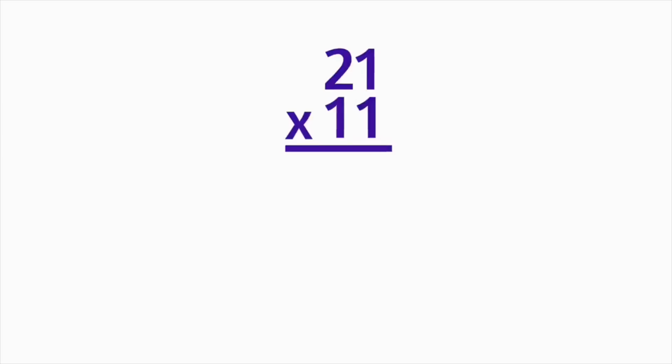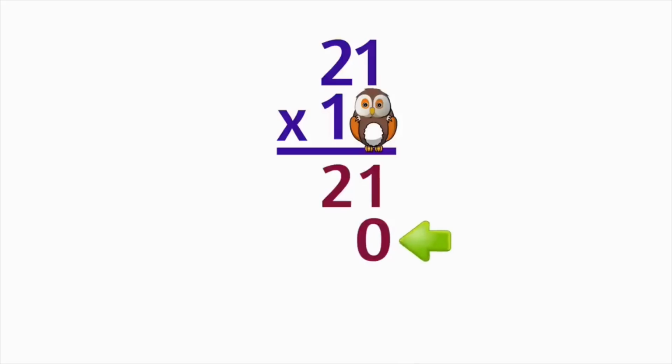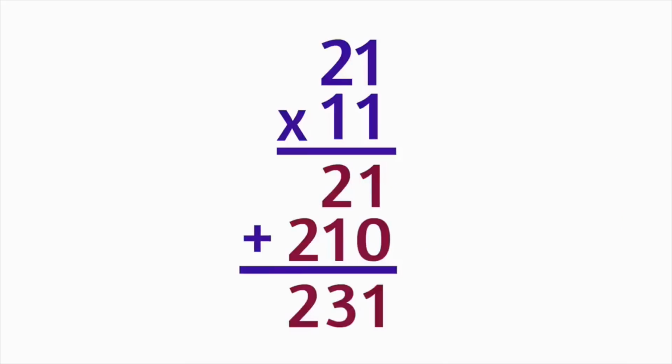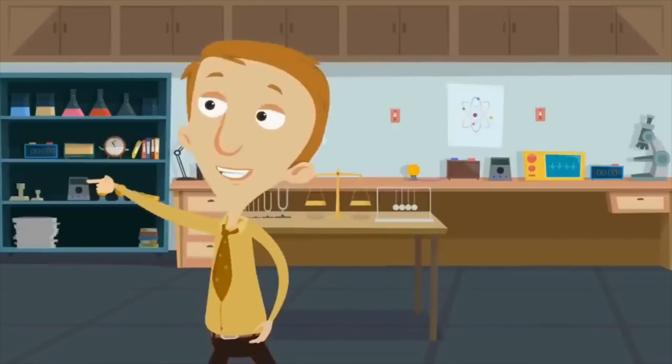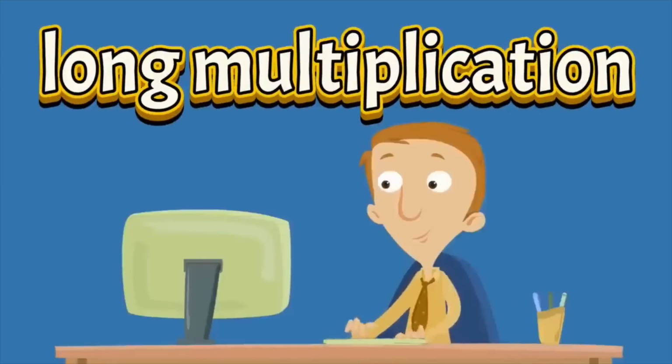Great job. Remember, when we multiply double-digit numbers by double-digit numbers, we cover this digit here and multiply the ones and then the tens. Then we cover the digit here in the ones place. Don't forget the placeholder 0. Then multiply by this digit in the tens place, starting with the ones and then the tens. Finally, just add these answers together, and that's it. Now you know how to multiply large numbers. You did an amazing job practicing long multiplication today.